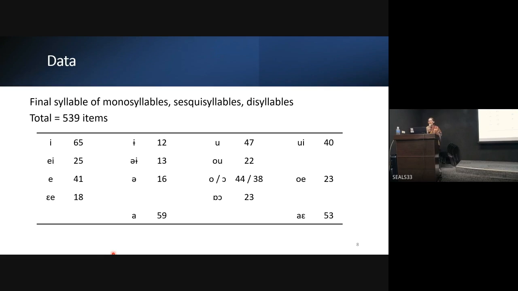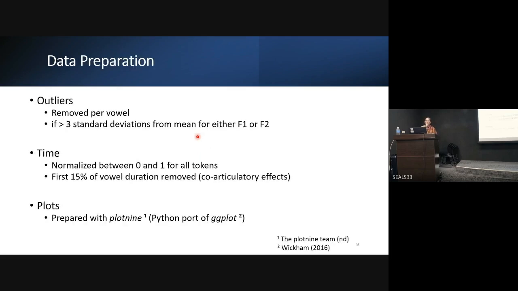You can see here that the central vowels, we had the least amount of data. So most of that's unclear. We're not going to spend a lot of time talking about that today. To prepare the data, we removed outliers per vowel if there was a greater than 3 standard deviations from the mean for either F1 or F2. And then we normalized time between 0 and 1, but we first excluded the first 15% of the vowel to exclude co-articulatory effects, and plotted these with plotnine, the Python port of ggplot.